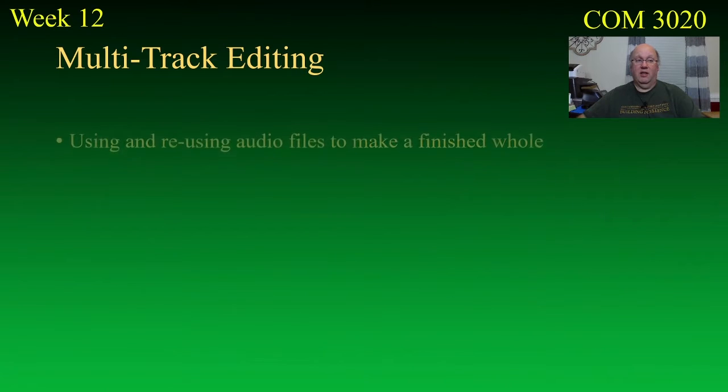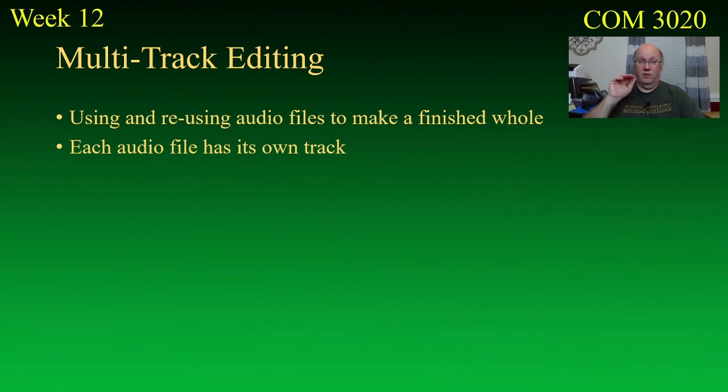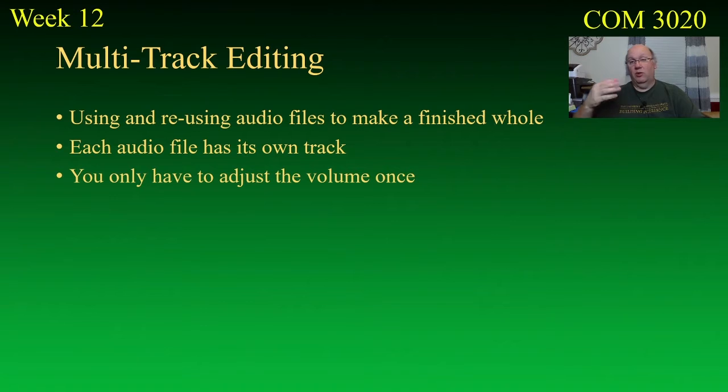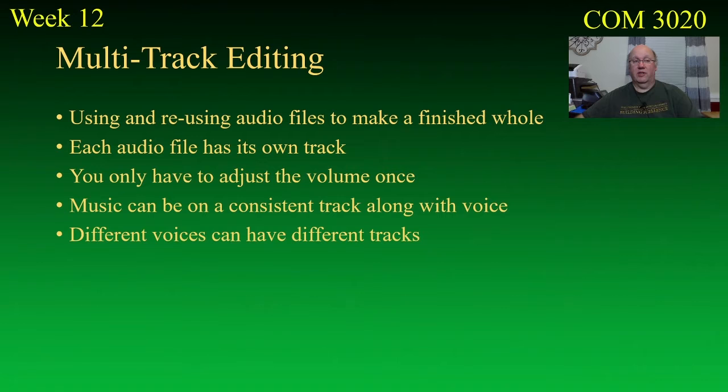And basically, in multi-track editing, you can use and reuse audio files to make a finished whole. For example, each audio file can have its own track. You can have music on one track, you can have voice on the other. You only have to adjust the volume once. You get the volume right on the music, it's right all the way on that track. And these are completely separate so that they don't accidentally mix. And you can have a consistent track with just music or with multiple voices. You can have different voices on each track. And so that's why we're doing this.